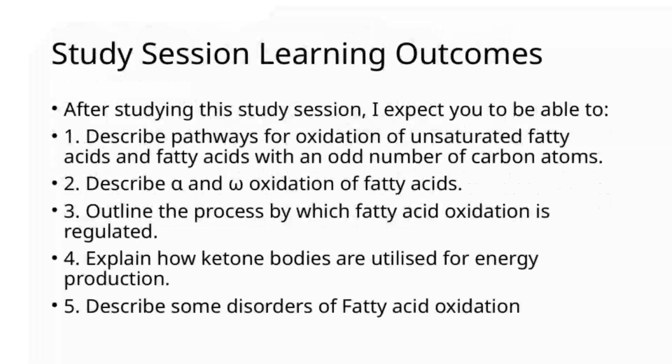After studying this study session, I expect you to be able to describe the pathways for oxidation of unsaturated fatty acids and fatty acids with an odd number of carbon atoms. I want you to understand how these pathways differ from those of saturated fatty acids and why they are important. Next, you'll be able to describe alpha and omega oxidation of fatty acids, which are alternative processes that come into play when the usual beta-oxidation is impaired or defective. We'll also cover how fatty acid oxidation is regulated, so you can grasp the key control points that determine when and how these processes occur in the body.